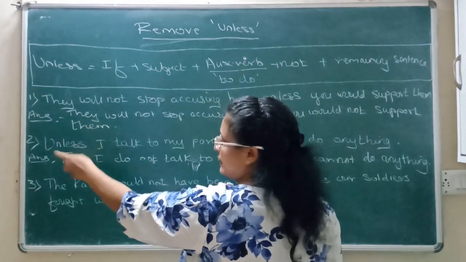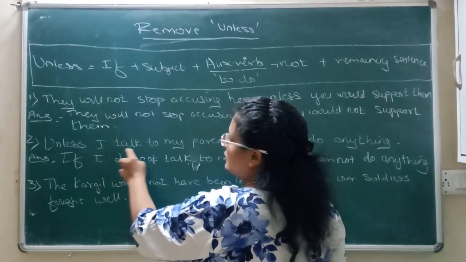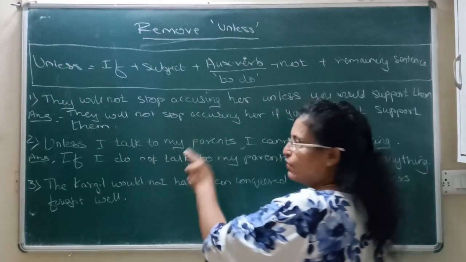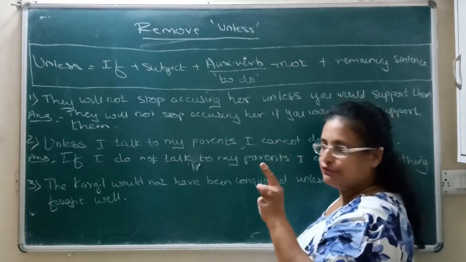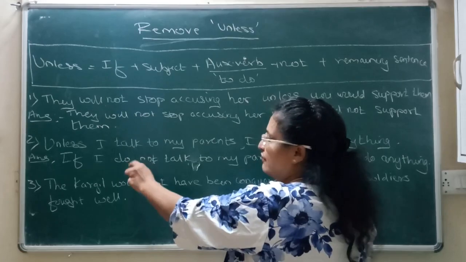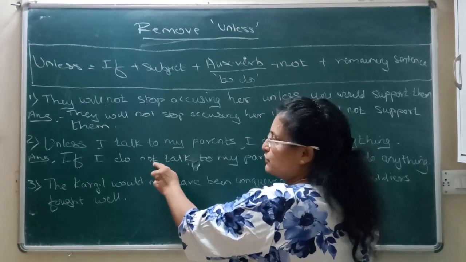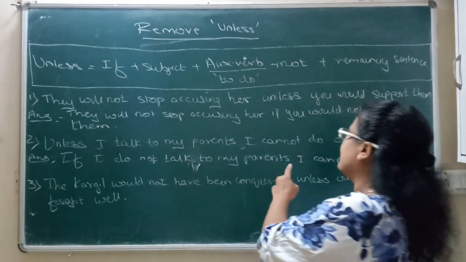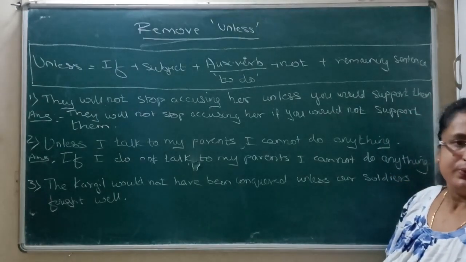Understood the application of the rule of remove unless here? Unless is there, so you replace it with if, subject I. Talk is a verb. In this sentence there is no auxiliary verb, so you are taking the help of the do form. Why do form? Because talk is the root verb form, so you are using do. After that auxiliary verb you have to put not. So if I do not talk to my parents, I cannot do anything.